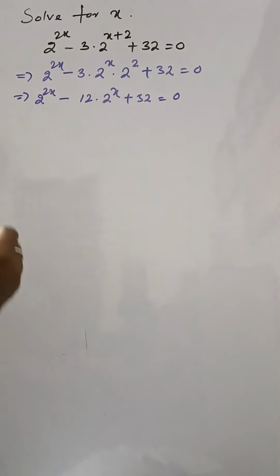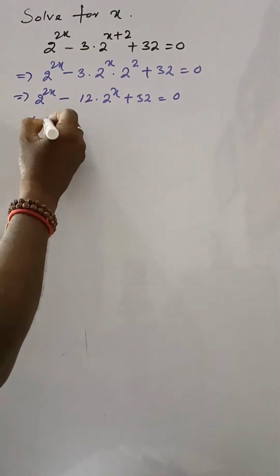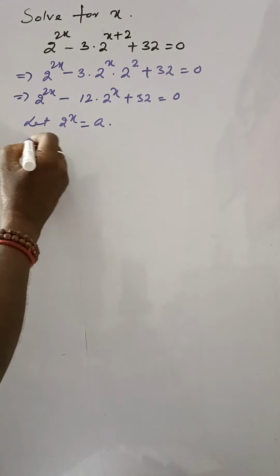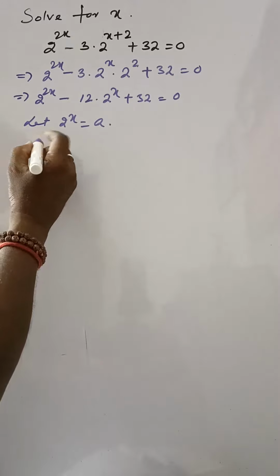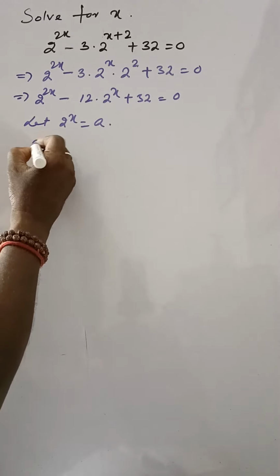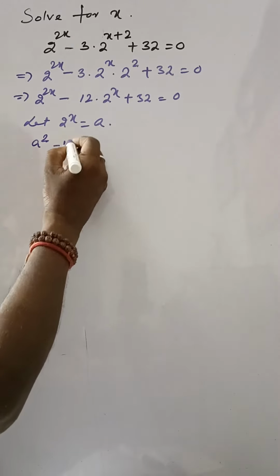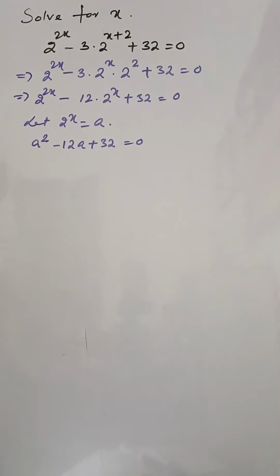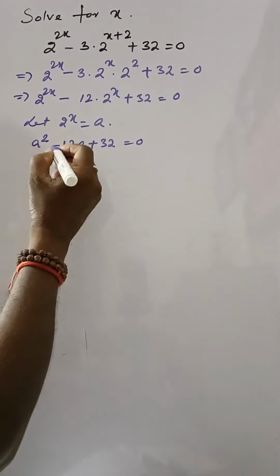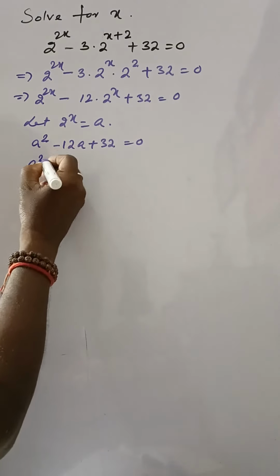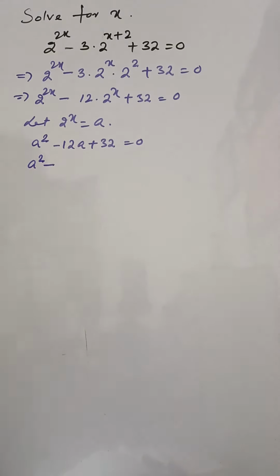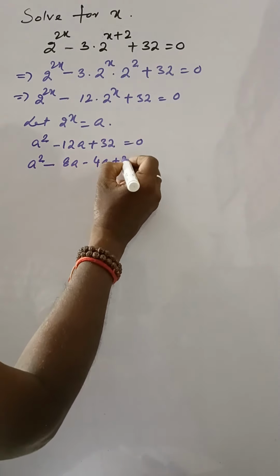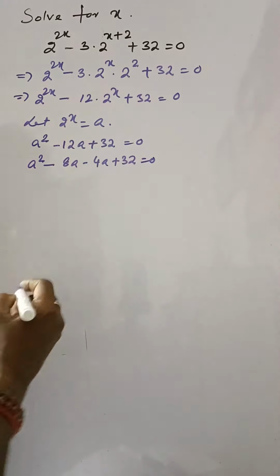Let 2^x be a. Then this is a² − 12a + 32 = 0. Then by middle term splitting, this is a² − 8a − 4a + 32 = 0.